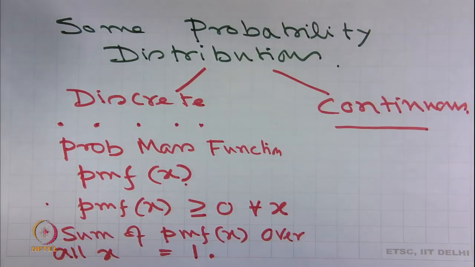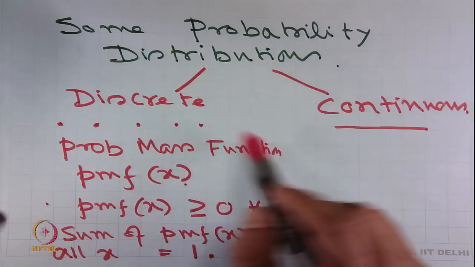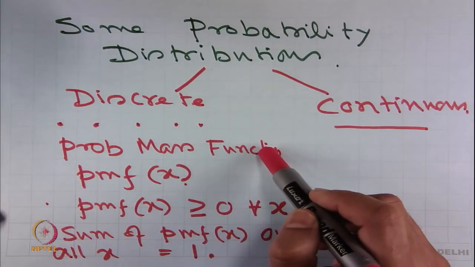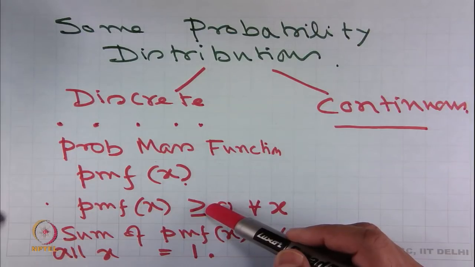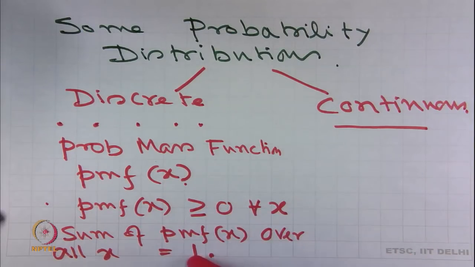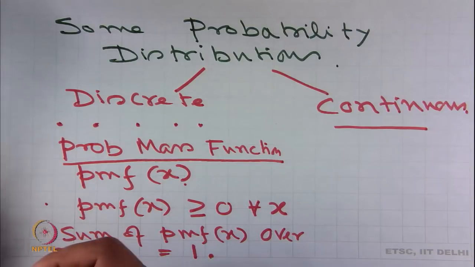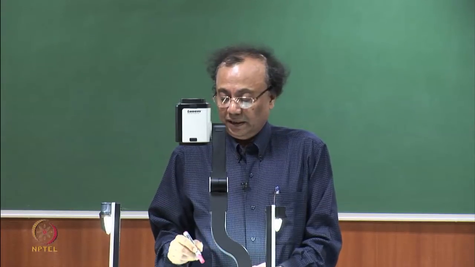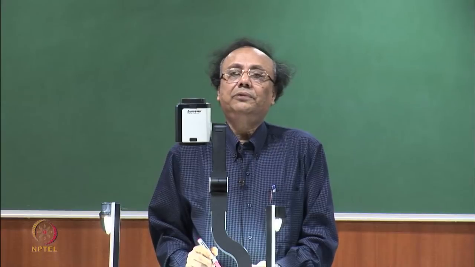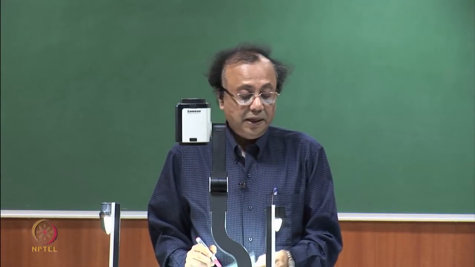So, any discrete values which are greater than or equal to 0 and sum up to 1, we can in principle consider to be a probability mass function. It does not mean that any arbitrary selection of values which satisfy these properties can be modeled with some natural phenomenon, but for mathematical treatment we can consider that to be a valid PMF.